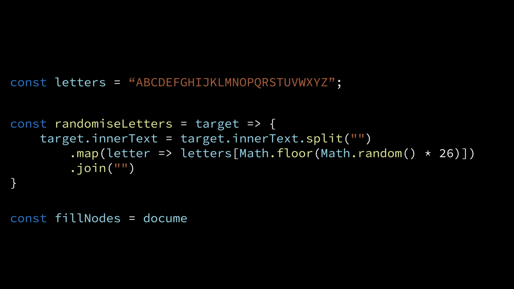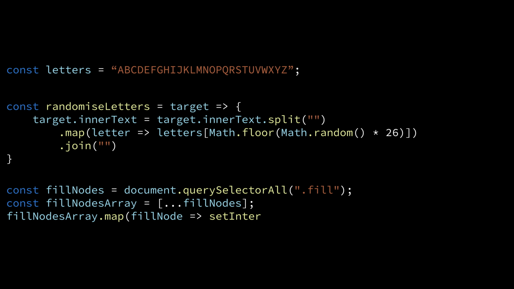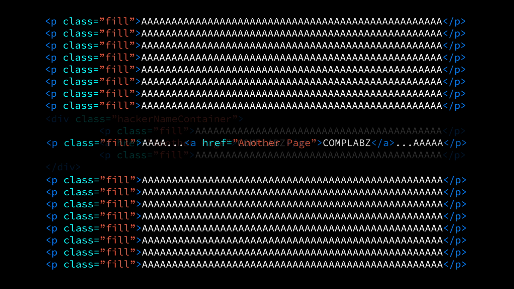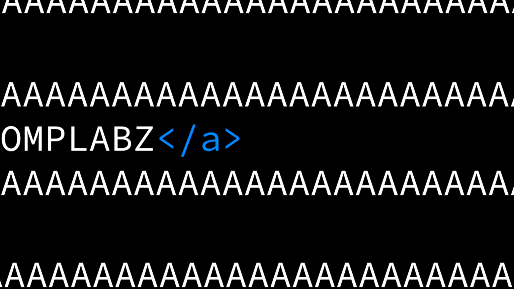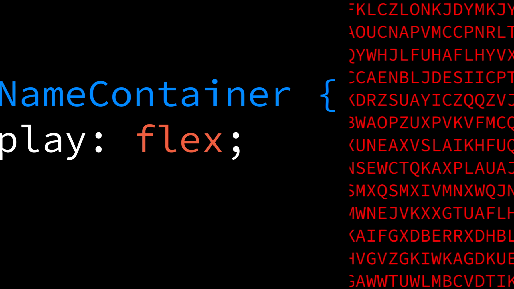Now I'll get a list of all the elements to randomize, turn it into an array, map over each element, and randomize the letters on a repeated interval. Now that's looking more like it. But I want more control over my name, so let's separate that out. What if I place those elements in a div, making sure the filler text before and after are the same length, and then making the div flex?